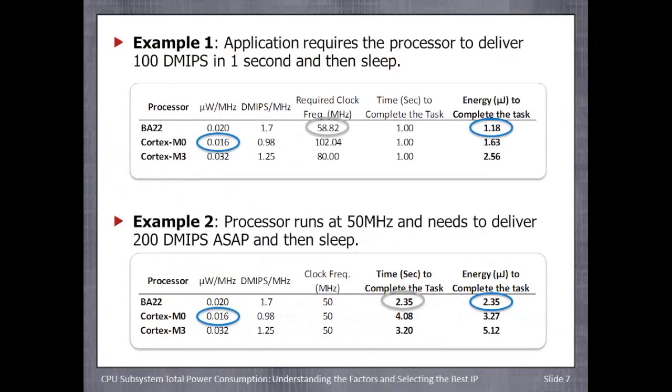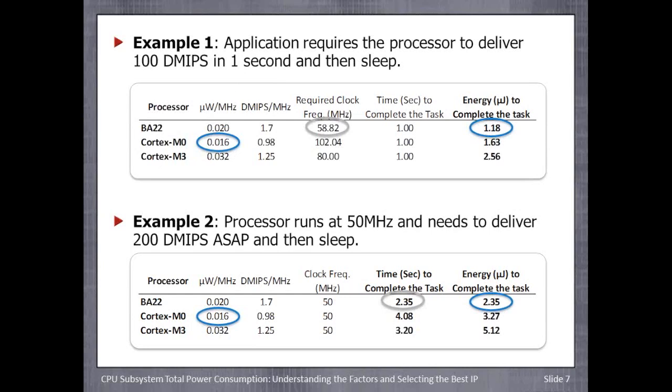In our first example, we consider an application that requires the processor to deliver 100 DMIPS in 1 second and then sleep. We consider three different processors: the ARM Cortex-M0, the ARM Cortex-M3, and the BA22, which is a 32-bit processor offered by CAST. At first look, the M0 seems to be the more energy efficient one because it has a lower milliwatts per megahertz rating. But it is not as powerful as the other two.